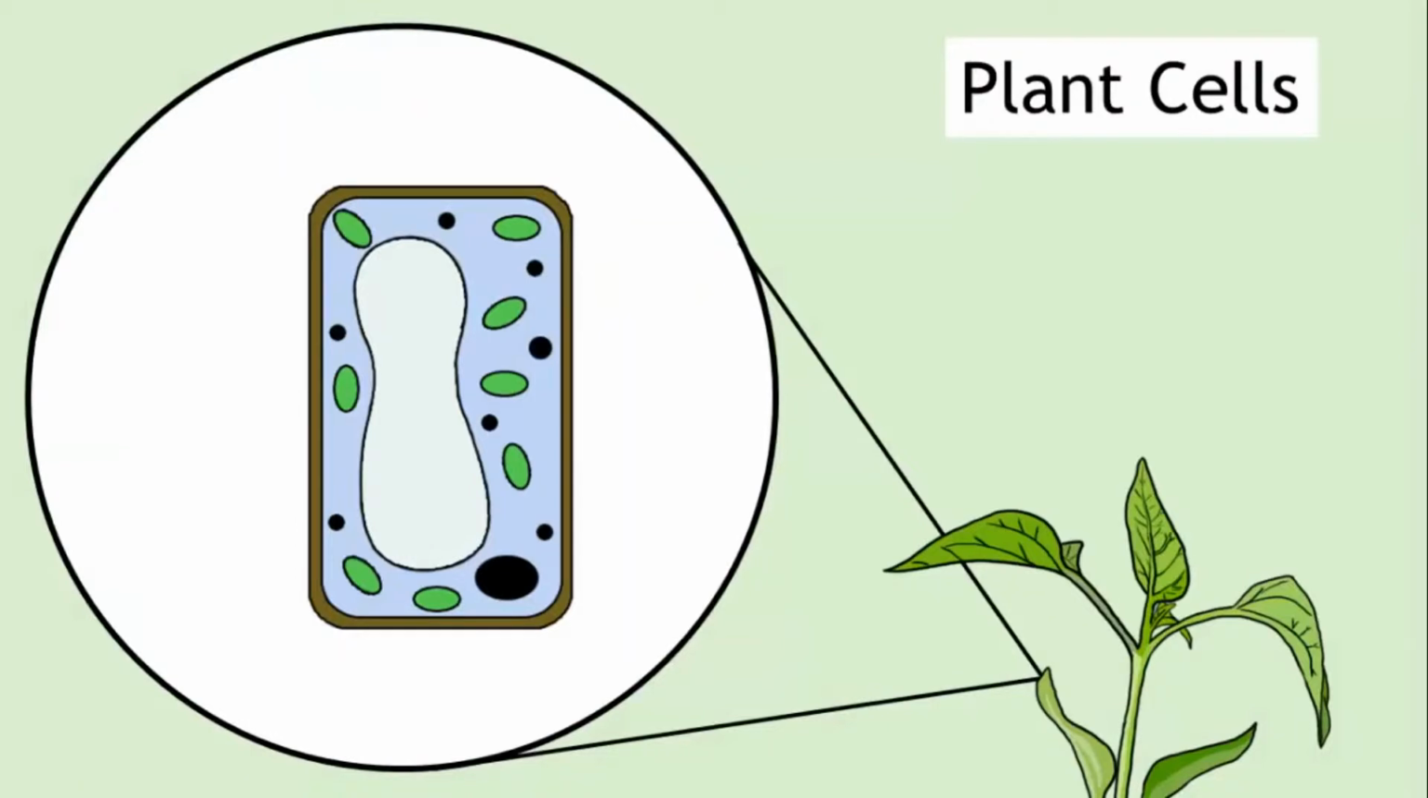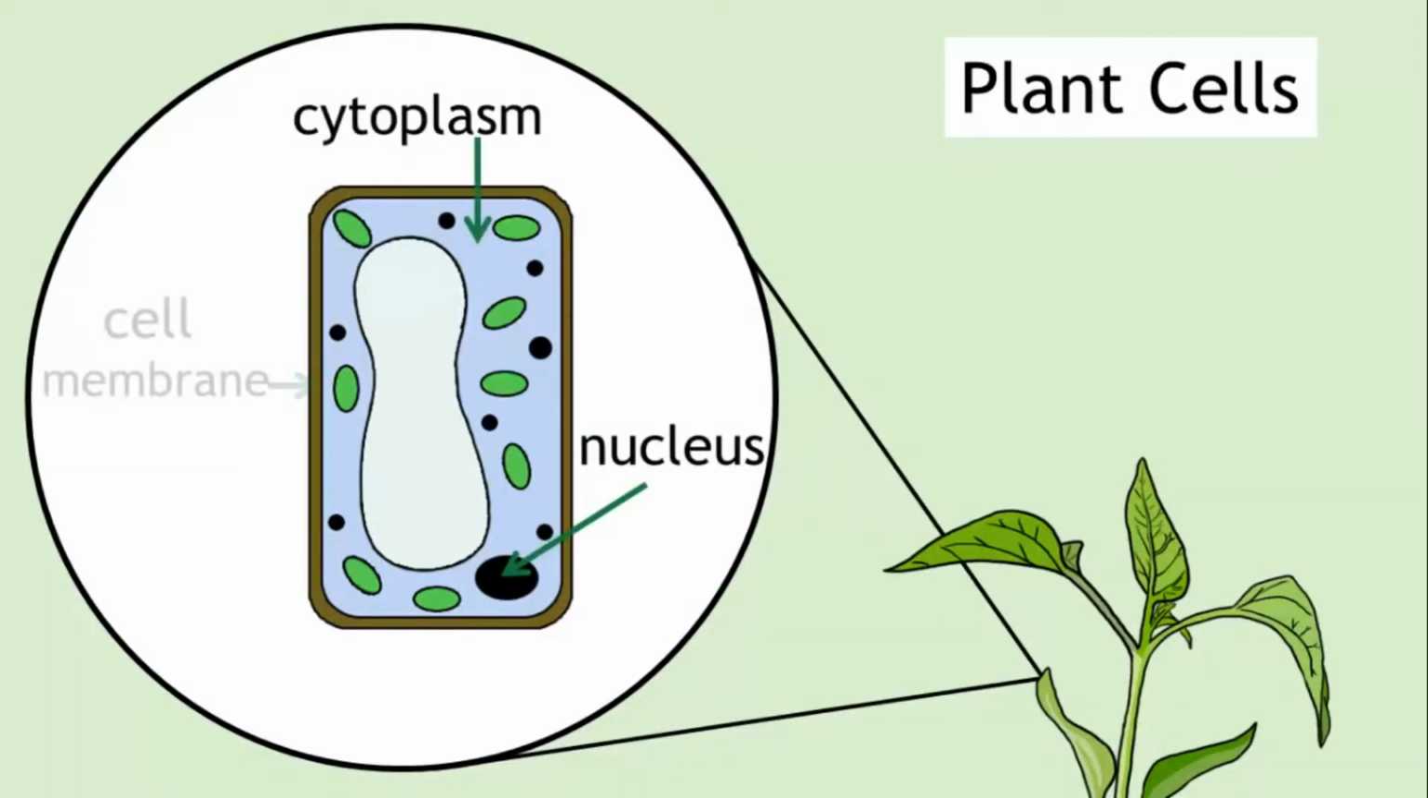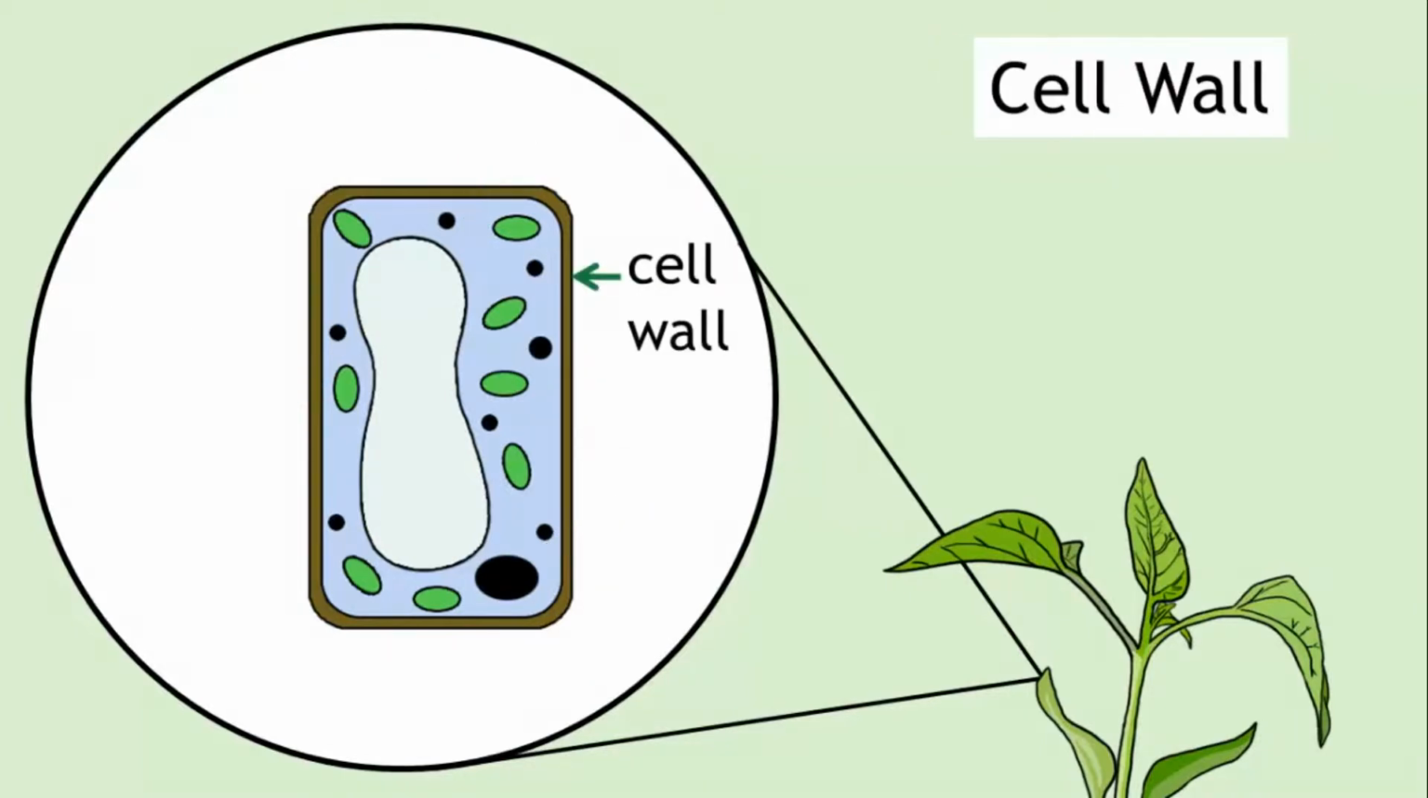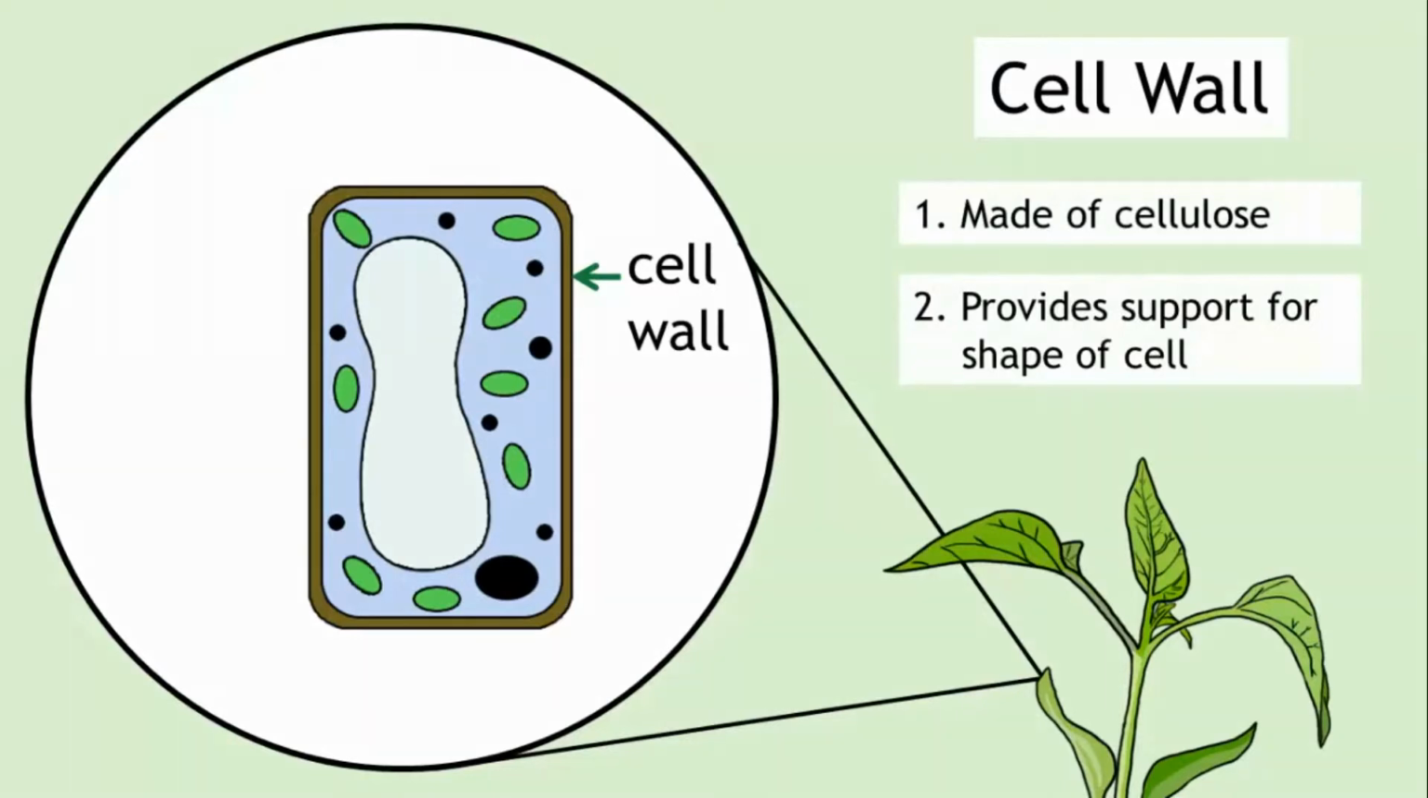Plant cells. Plant cells contain the structures that animal cells contain that we have just discussed: the nucleus, the cytoplasm, and the cell membrane. But they also include lots of extra structures. For example, they contain a cell wall. A cell wall is made of cellulose, and this structure provides support for the shape of the cell.